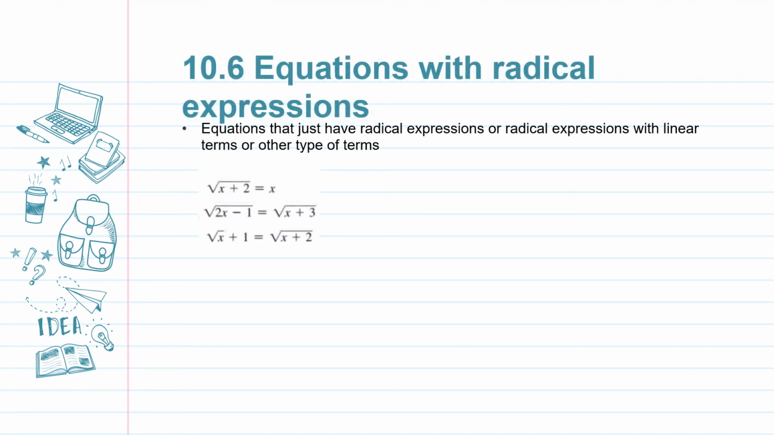And then we skip over to equations with radical expressions. Sometimes we have equations that have radical expressions, or you have radical expressions with linear terms or other types of terms. If we look at the examples here, the square root of x plus 2 is equal to x. Then we have the square root of 2x minus 1 is equal to the square root of x plus 3. And then here we have the square root of x plus 1 equal to the square root of x plus 2. These are various types you'll come across. Again, in the next video, we'll go more into detail about how to solve them, and so on and so forth.